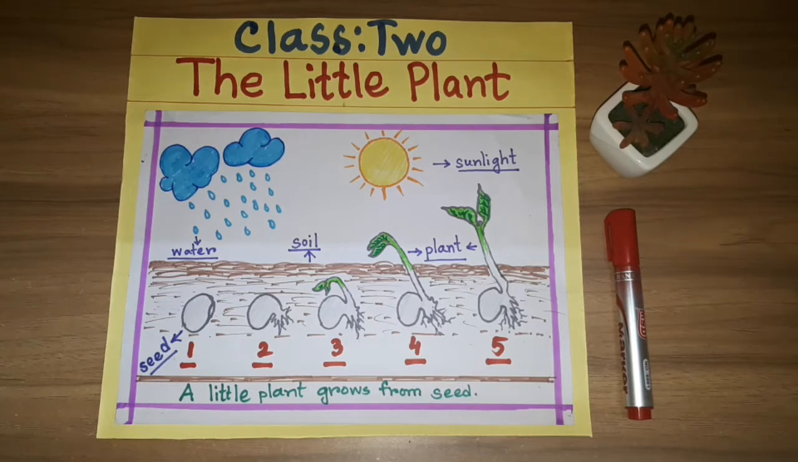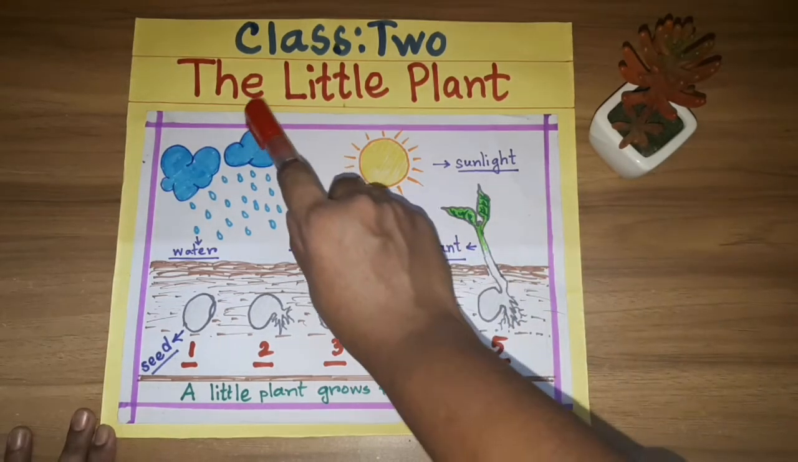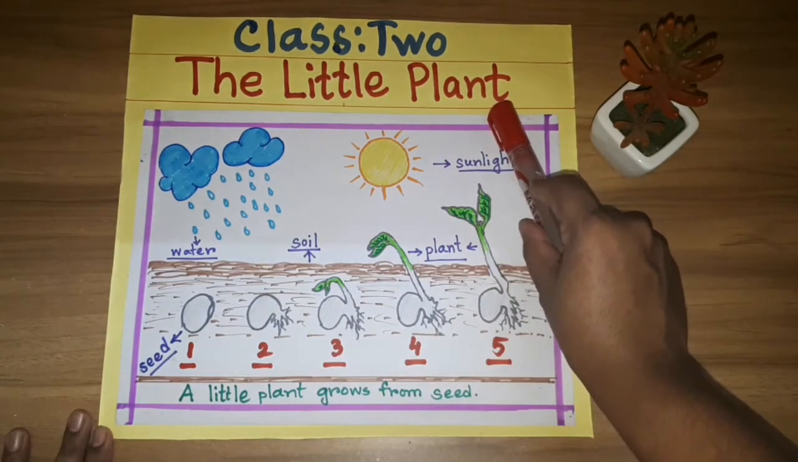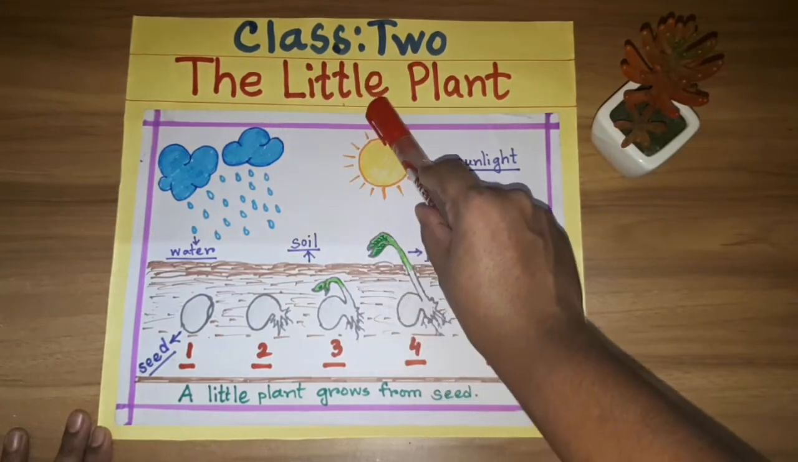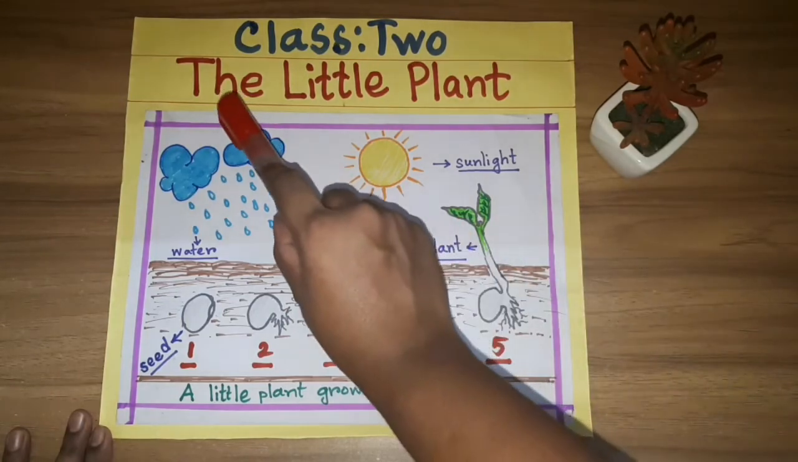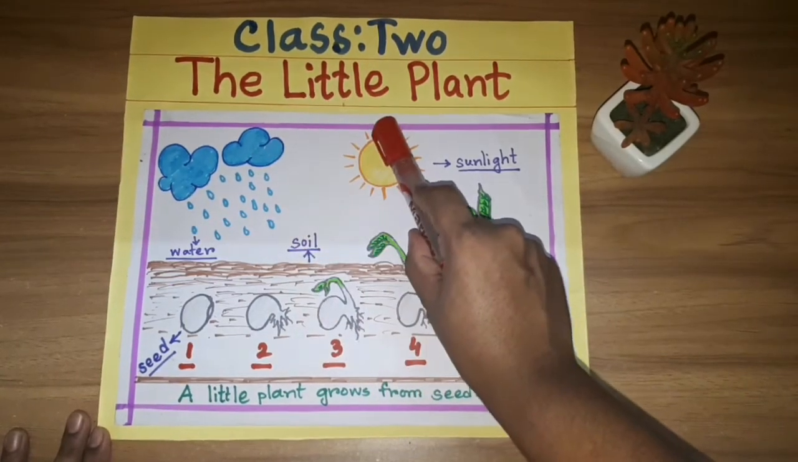Today we're going to start a new topic. These days you studied stories, and what about a poem today? Yes, we're going to learn a poem today. Do you know the name of this poem? I wrote the name of the poem on the top of this paper. Did you see? What is written? The Little Plant. Can you please say after me? The Little Plant.